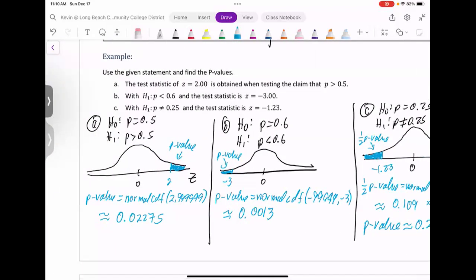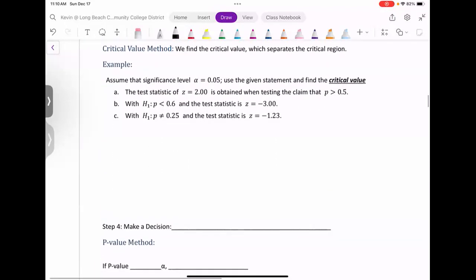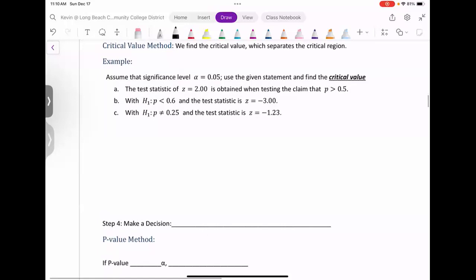All right, now that was the p-value method. How do we find the p-value? Again, our calculators are going to do most of this heavy lifting for us. The other method, the critical value method, is if we compare the regions, I'm sorry, where the test statistic is. So we are going to assume for all 3 of these examples that our alpha is going to be 0.05 or 5%. And we are now going to find the critical value. So let's start with part A.